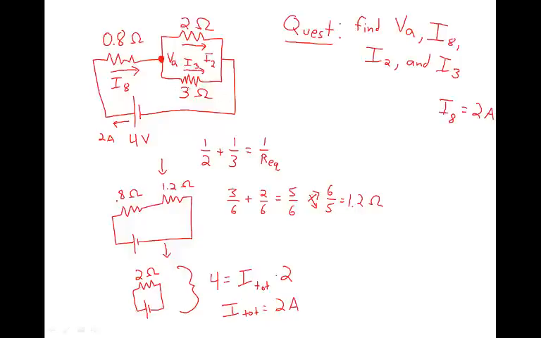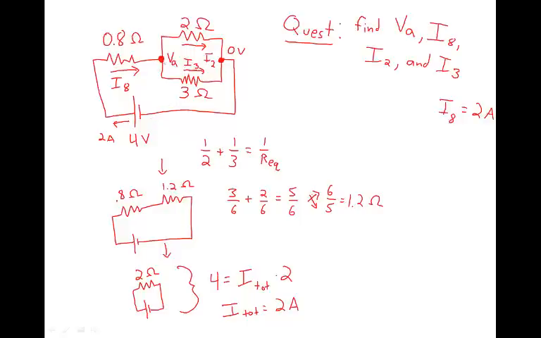So we know we've got 2 amps going through this 0.8 ohm resistor. When it gets to the point I labeled VA, it's going to split up. Remember, current can split up, but voltage cannot. So current splits up into I2 and I3. To find I2 and I3, I can use Ohm's law for the 2 and 3 ohm resistors, but I'll run into a problem right away: I do not know the potential difference across these resistors. I have VA on one side and 0 volts on the other side, because it's attached to the negative plate of the battery.